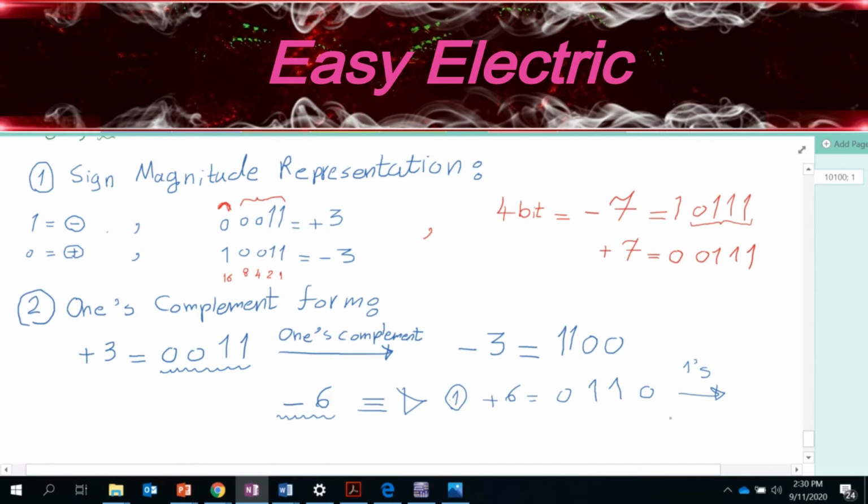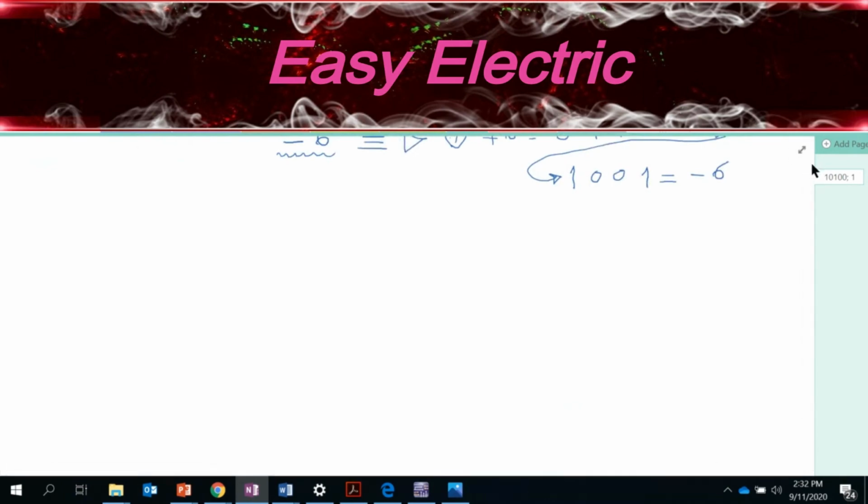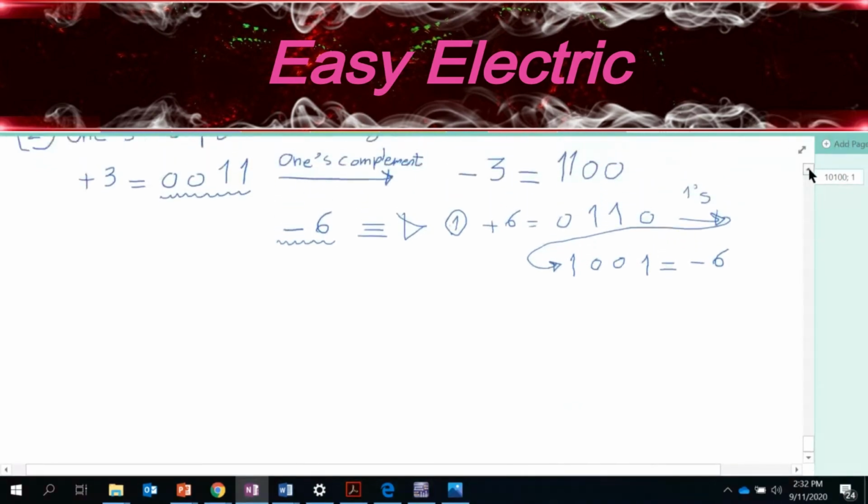So I'm writing here. The ones complement of this, I start from here: 1, 0, 0, 1, which is what I did. Just take the ones complement. 0 changes to 1, 1 changes to 0, okay? So whatever you got should be -6, okay?